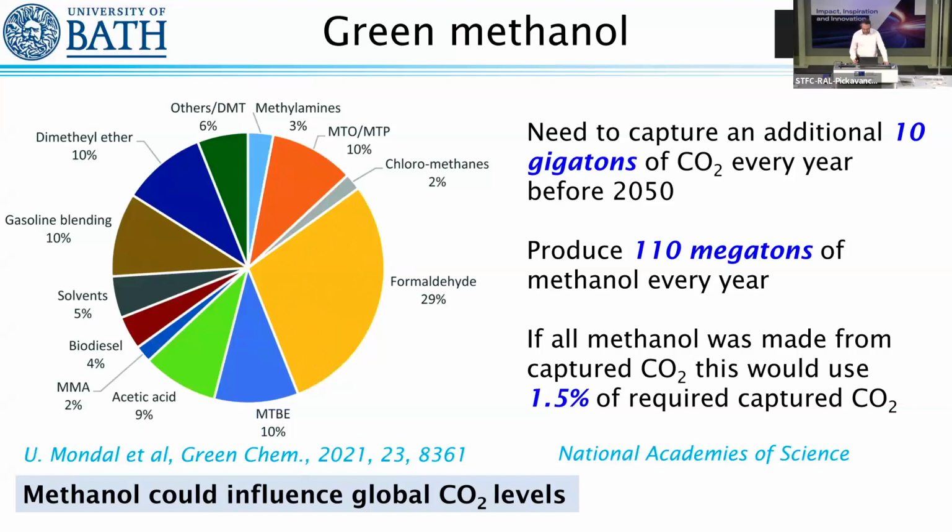But we also need to put things into context. In order to get to net zero, we need to capture an additional 10 gigatons of CO2 every year until 2050 and then carry on. If we produced all the methanol in the world from CO2, this would take 110 megatons. That's about, back of the envelope, 1.5% of the amount of CO2. And methanol is quite a bulk product as well. So as you can see, we need to capture a lot of CO2. And I'm probably not doing a very good job hiding the fact that my research area is also in CO2 capture now. So read into that what you will.